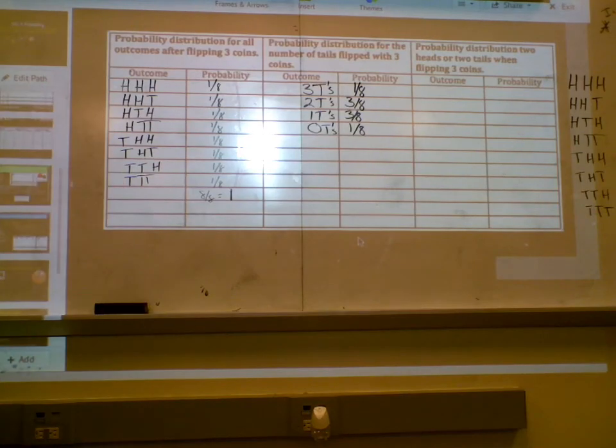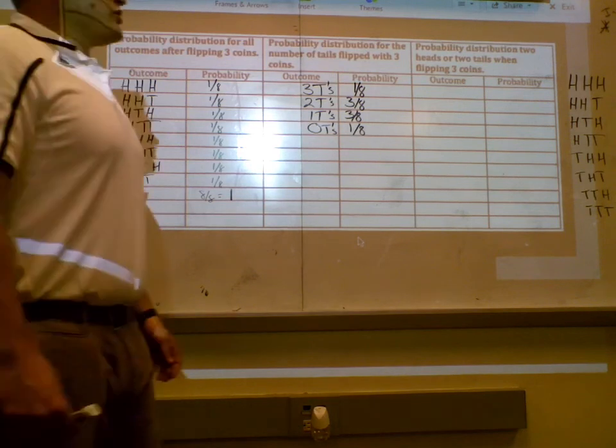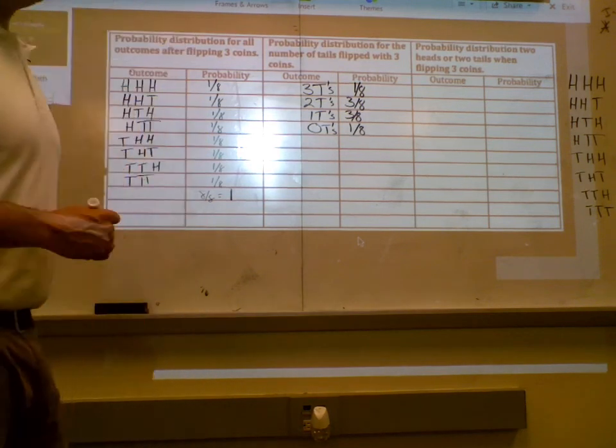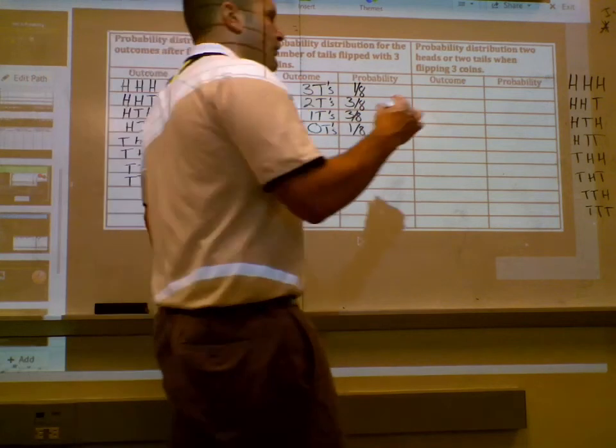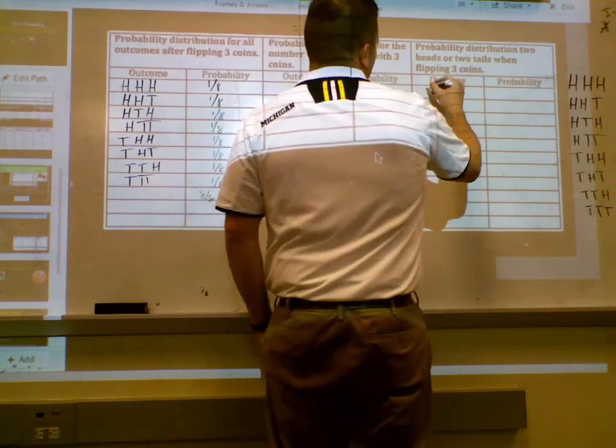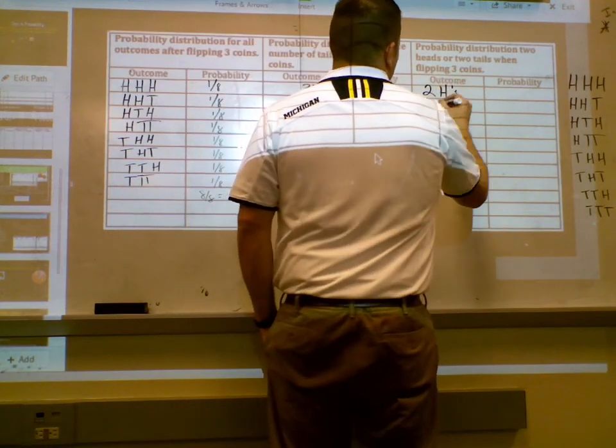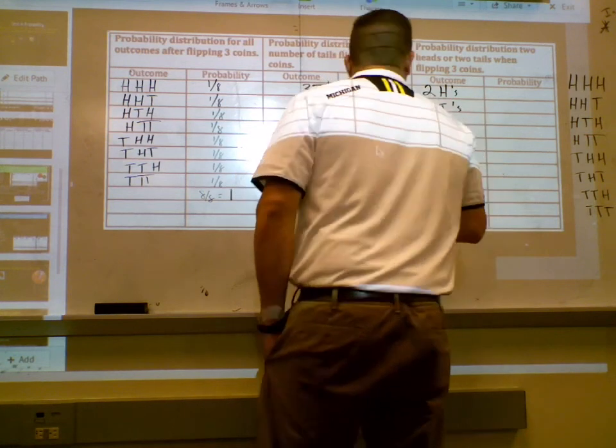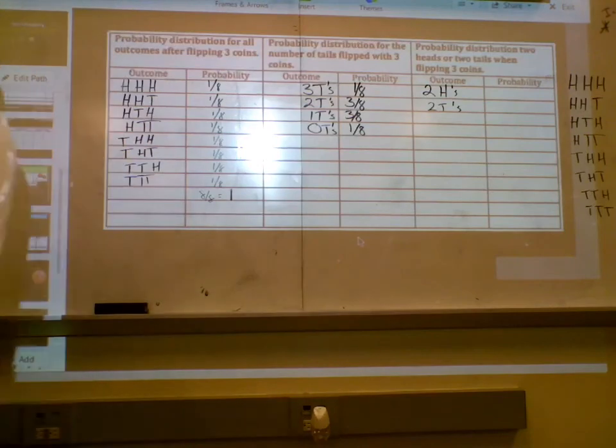Last one, and we have something new. The probability distribution for 2 heads or 2 tails when flipping 3 coins, right? So that means 2 heads or 2 tails. You guys try this one out?